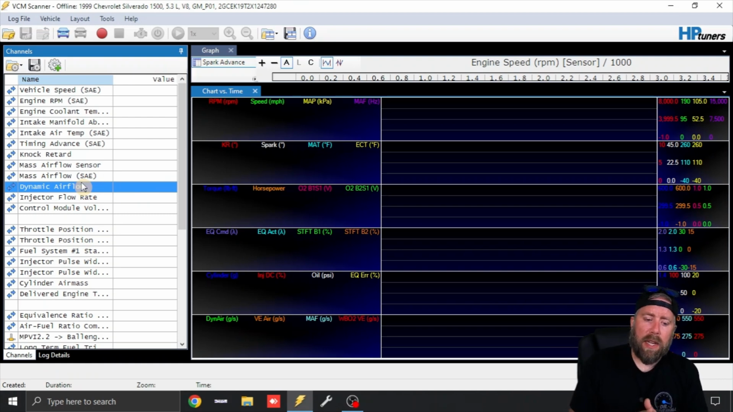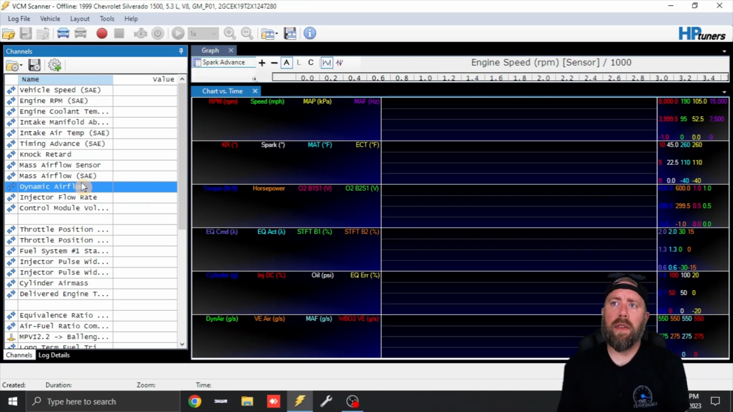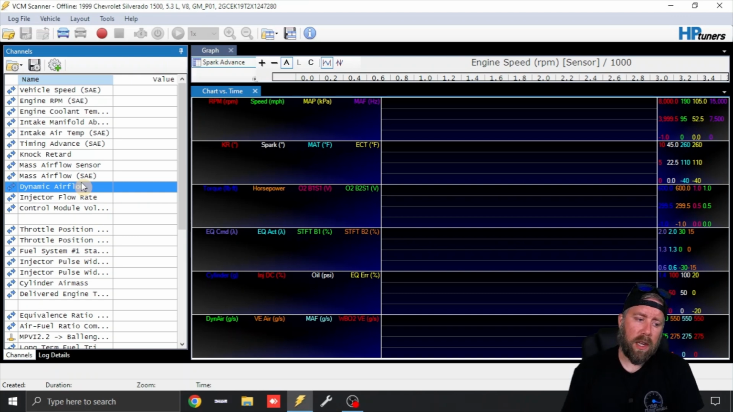The next one is going to be dynamic airflow. Now, dynamic airflow is the final airflow calculation. So in a Gen 3 vehicle, or really realistically any GM vehicle, you've got a hybrid setup where the ECU is looking at the mass airflow sensor and the manifold air pressure sensor, and it's going to take calculations based off of both, and it comes out with a final output, which is your dynamic airflow. This is a very, very critical thing to log. You definitely want to log it.